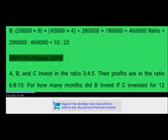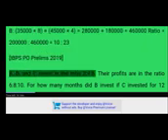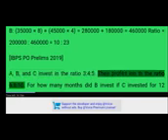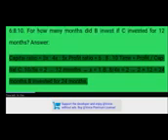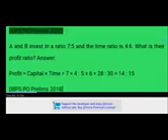IBPS PO Prelims 2019. A, B, and C invest in the ratio 3 : 4 : 5. Their profits are in the ratio 6 : 8 : 10. For how many months did B invest if C invested for 12 months? Answer: Capital ratio equals 3x, 4x, 5x; profit ratio equals 6, 8, 10. Profit equals capital times time. For C, 10 = 5x times 12 gives x equals 1/6. For B, 8 = 4x times time, so time equals 2 times 12 equals 24 months. B invested for 24 months.